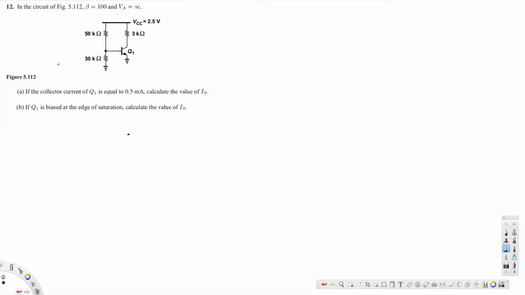What's going on, guys? Let's look at this problem right here. This question is asking, if the collector current of Q1 is equal to 0.5 milliampere, calculate the value of Is. This is the one we are going to do right now.